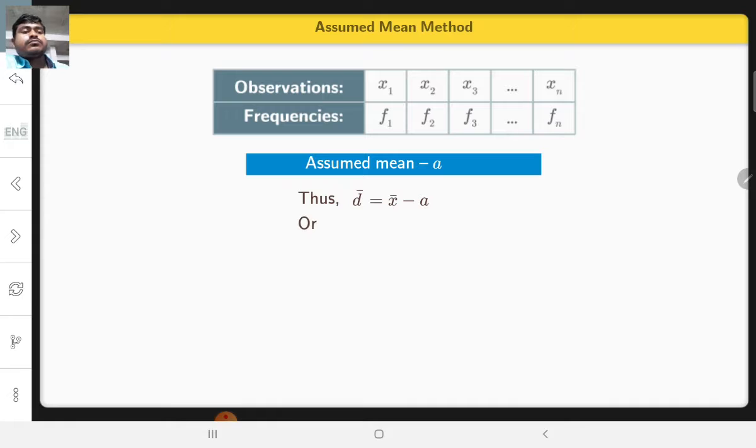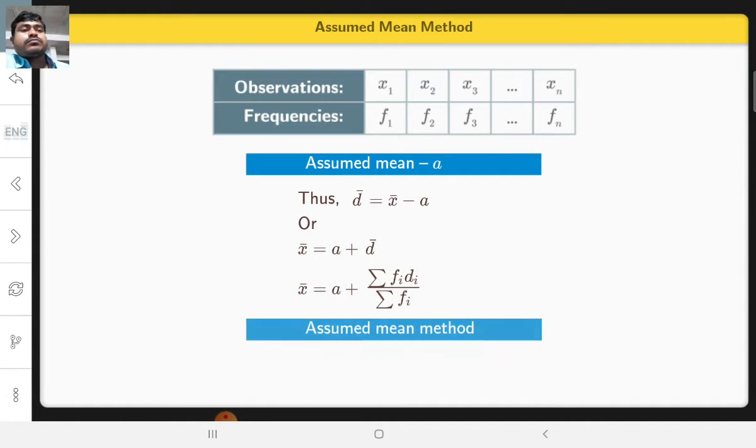Thus, this method is called the assumed mean method. In this method, no matter what value of mean we assume, the final value of x bar turns out to be the same. This method is easier than the direct method. Tap the button to understand this better with an example.